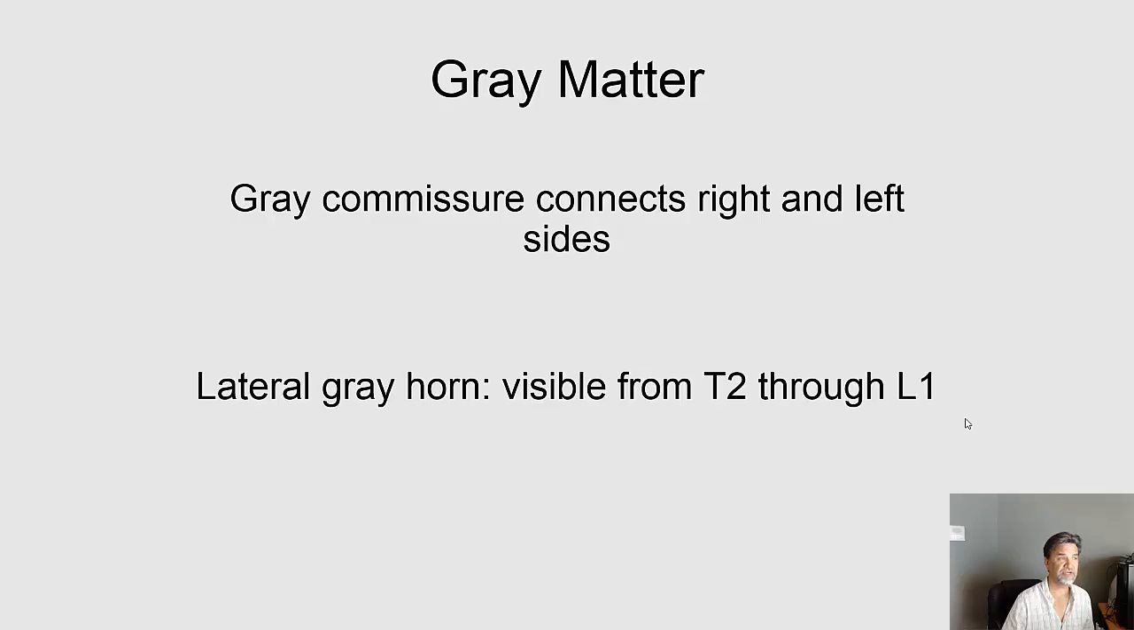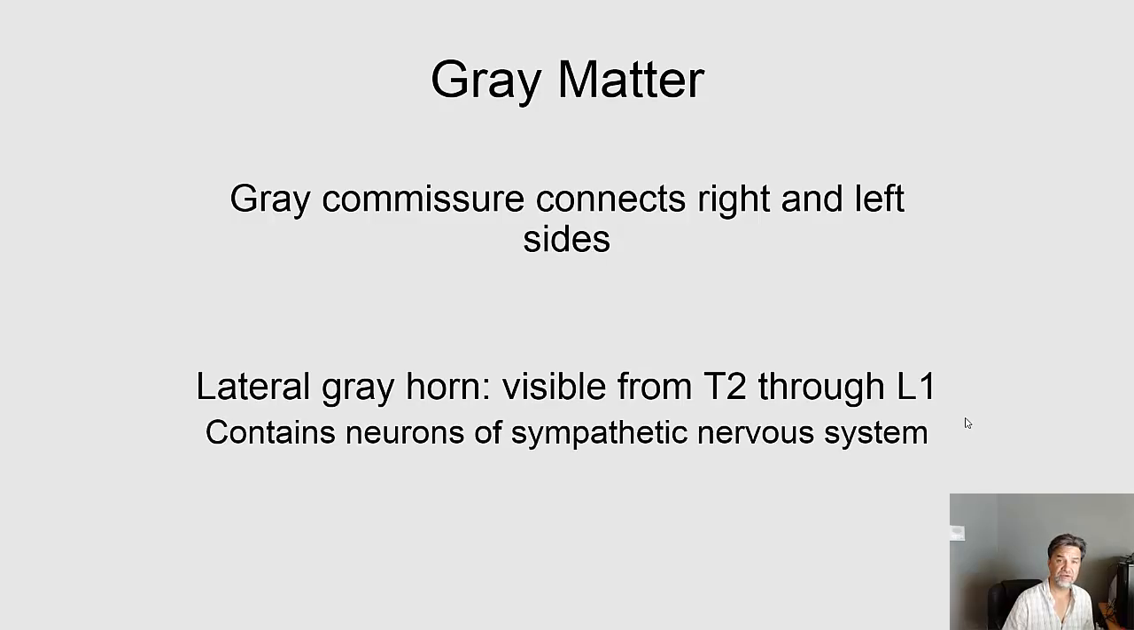The gray commissure we talked about has the anterior commissure and the posterior commissure that connect the right and left halves. So we'll see fibers that connect those two halves together. You'll have the lateral gray horn that is only present in the thoracic and lumbar segments of the spinal cord, because it is only in these segments that we have neurons associated with the sympathetic division of the nervous system. So that's the only place. It does not exist in cervical or sacral portions of the spinal cord.